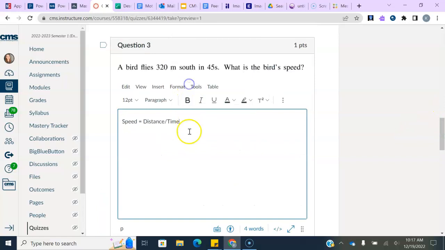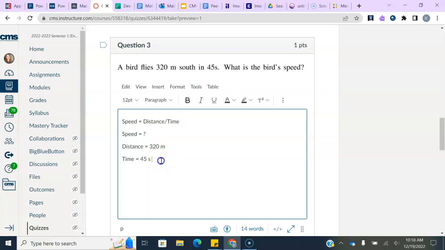So first thing we always want to do when we're doing these problems is identify our different variables. So for this one, we're going to need speed, distance, and time. A bird flies 320 meters south in 45 seconds. What is the bird's speed? Okay, so the distance is 320 meters. We know that the bird has traveled 320 meters, and we know that the time is 45 seconds. We want to know the speed.